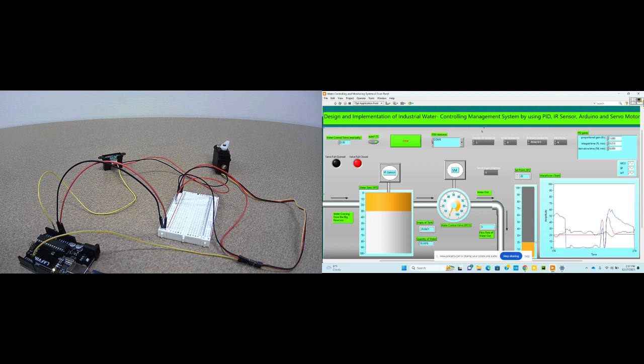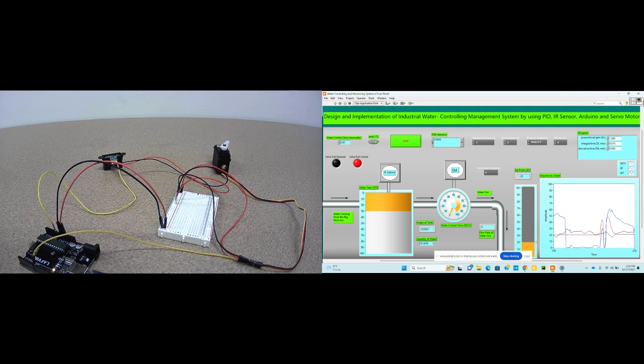If we make it 20, that means we want 20% emptiness in the water tank, and that means our water should be 80% in the water tank. So we will see what will happen if the quantity of water is more than 80% or below 80%, and how the PID will take the decision.